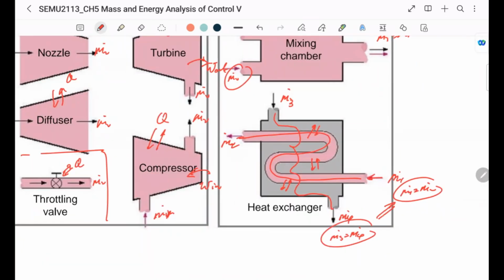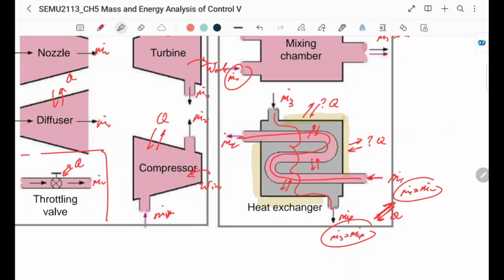There is a heat transfer between the two of them. There can be heat transfer between here and outside as well, unless, of course, it's being insulated. If it's an adiabatic heat exchanger, then it's a different story.